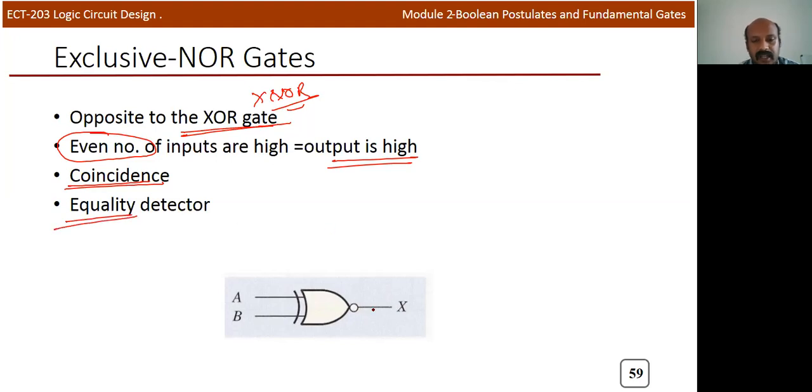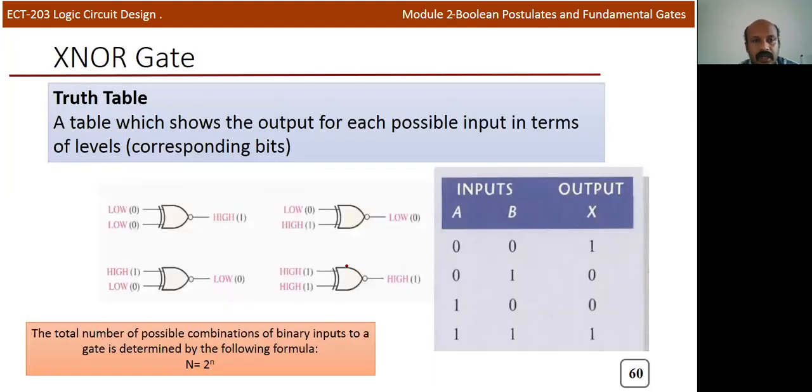This is the symbol, and we put a bubble at the end to indicate it's an XNOR gate. It is the opposite of the XOR operation, the exclusive NOR operation. And this is the truth table. We already mentioned that at the input side, if there is an even number of ones, it detects equality. If both inputs are the same, the output is high. If it is 2 input, it's very easy. Here you can see that inputs are different, so the output is 0. Here also inputs are different, output is 0.